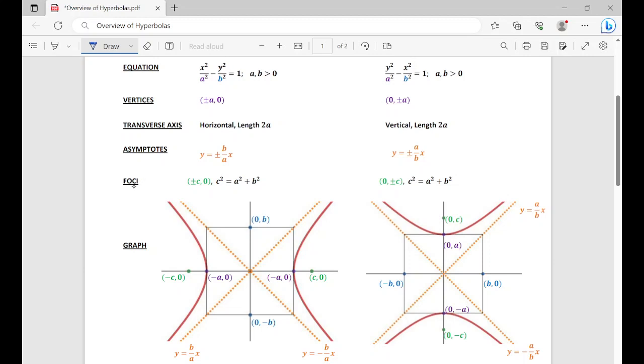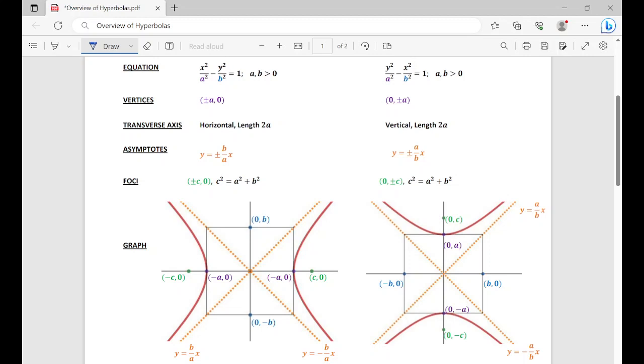Now, to find the foci, you need to know c, because the point for the foci is plus minus c, kind of inside of the hyperbola. Like if you were to imagine these two curves here as parabola, the foci are going to be on the inside. The only way to find c is you have to use this formula here, c squared equals a squared plus b squared. Make sure it's not minus, it's plus. And using this, you'll be able to find c for the foci.